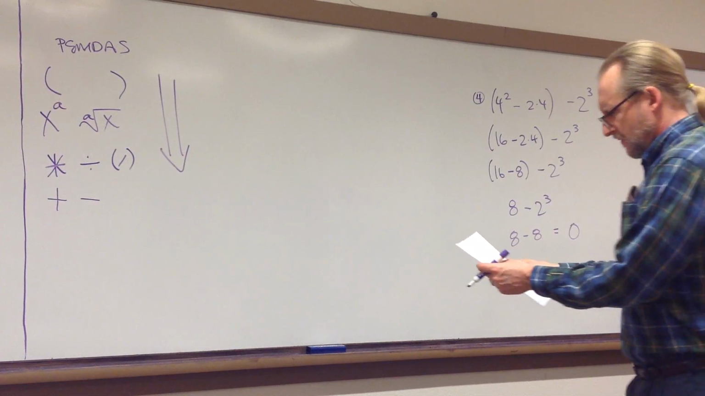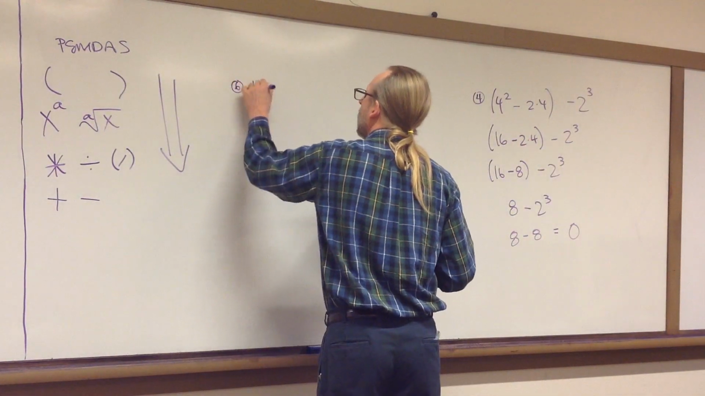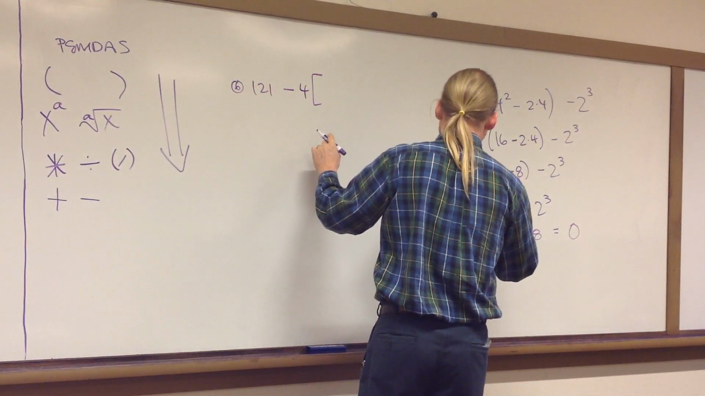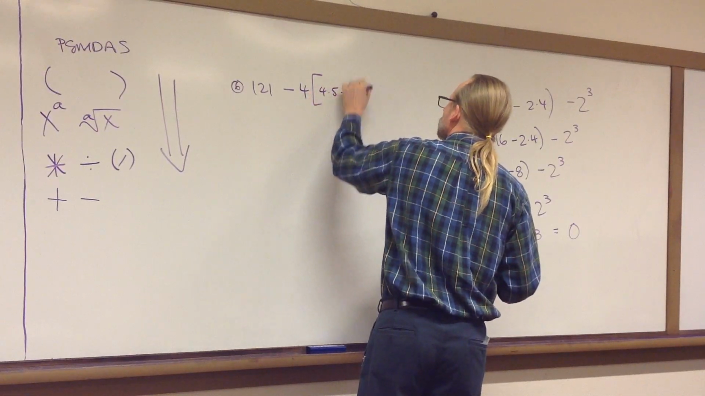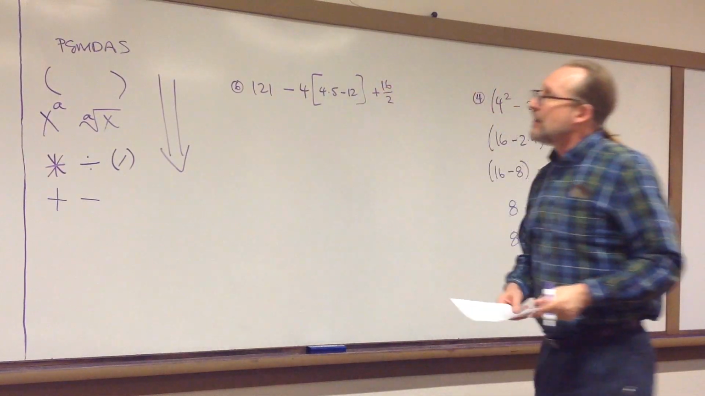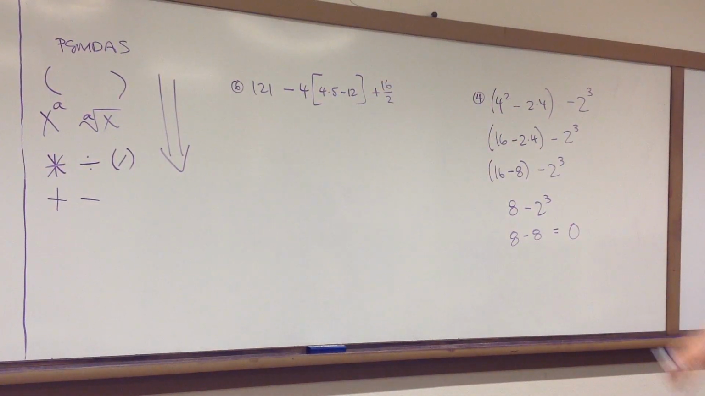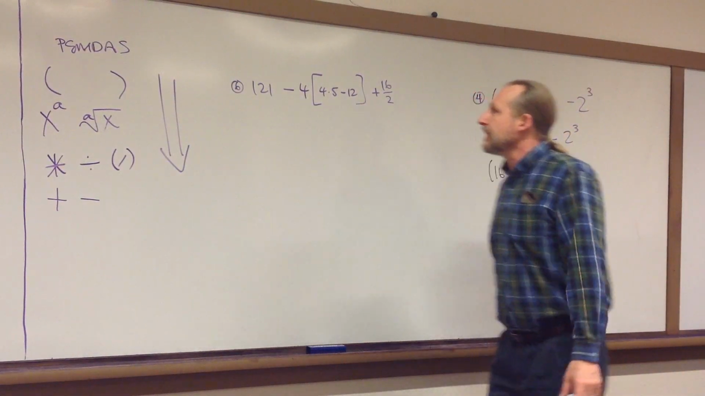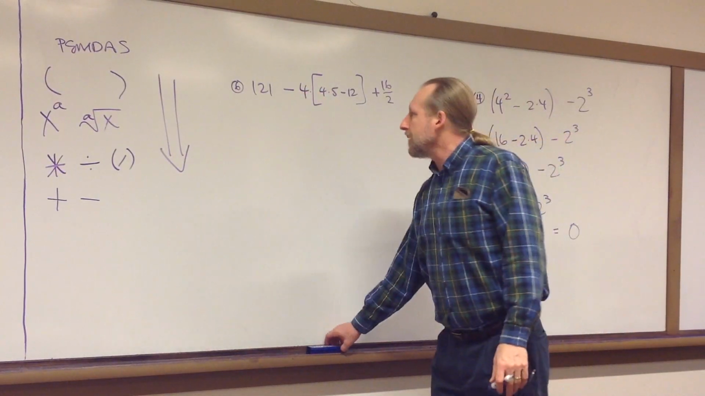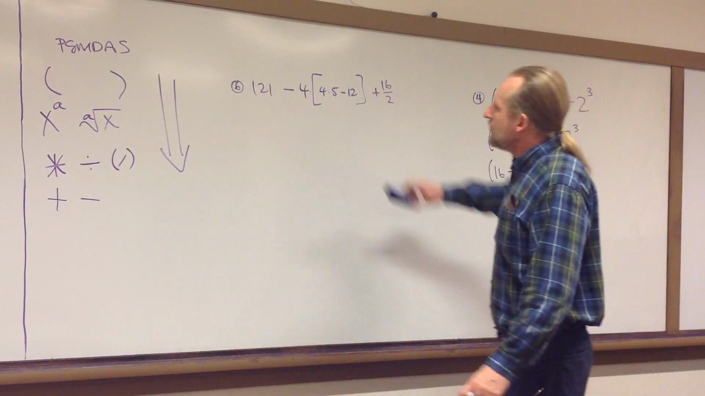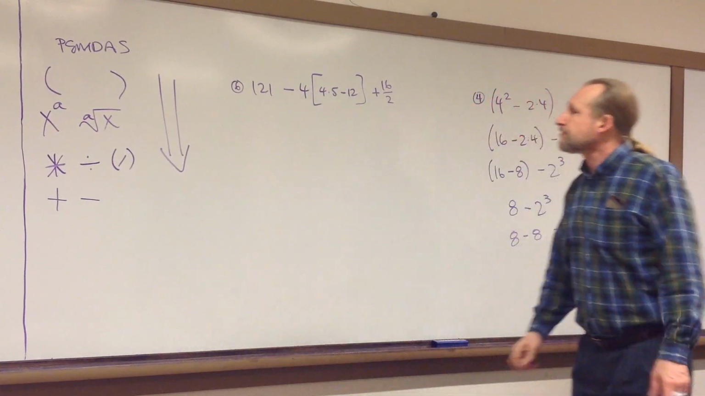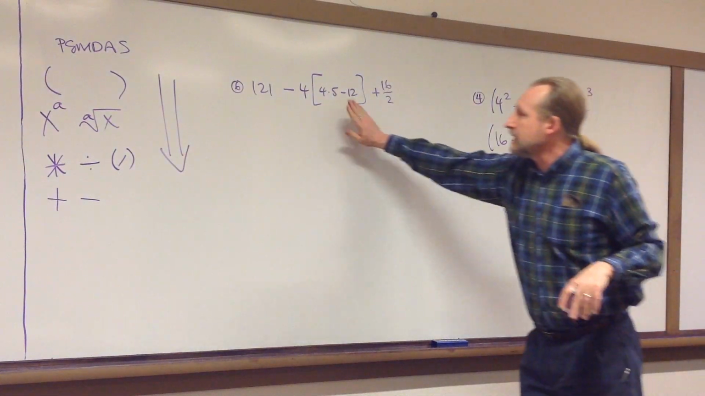Problem 6. 121 minus 4 times 5 minus 12 plus 16 over 2. Okay, so those brackets are the same as parentheses. They're just a different shape, but they do exactly the same thing. I left out the dot that was here in the textbook. I'm not in the habit of putting a dot there. You can use it or not use it. Whether it's there or not, this indicates multiplication. Okay? All right. So let's work inside the parentheses first.